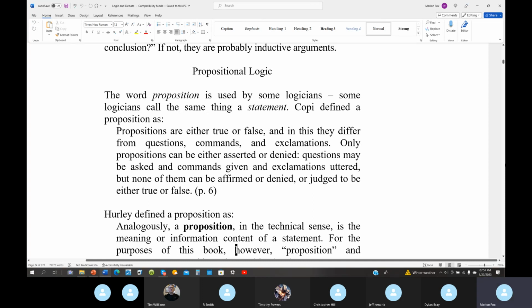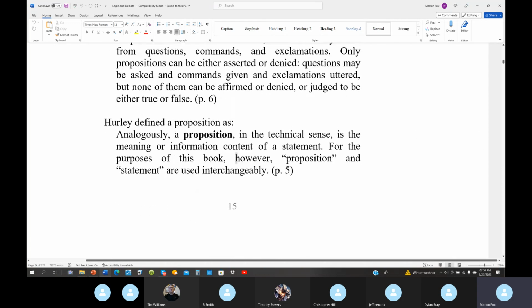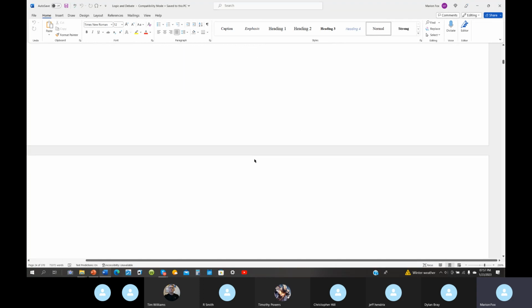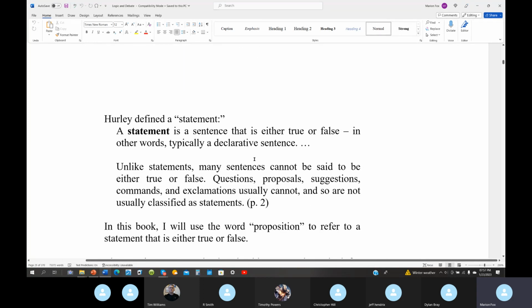Hurley defined a proposition, analogously, in a technical sense, as the meaning or information content of a statement. Now Hurley uses the words statement and proposition interchangeably. He says for the purpose of this book, however, proposition and statement are used interchangeably. So some logicians use the word statement, some use proposition, and Hurley used them interchangeably, showing that they're used the same way.